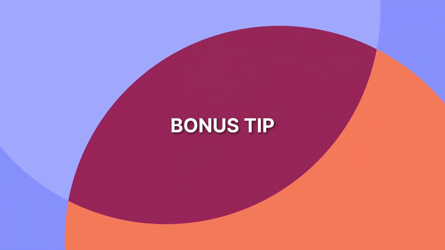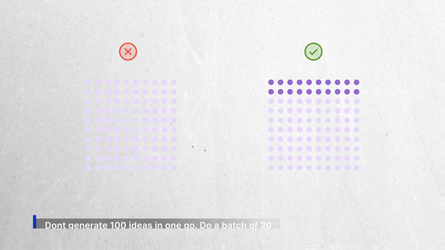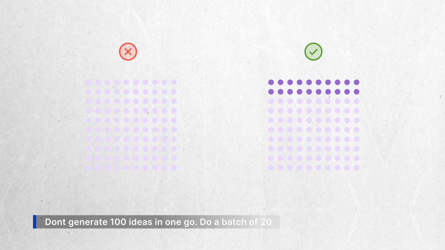Here's the bonus tip I promised. Like I mentioned before, don't generate 100 ideas in one go. Do a batch of 20 and then 20 more. This helps the output quality from AI to be better. And you can also revisit your prompt and ask AI to do something different if you don't like the output.